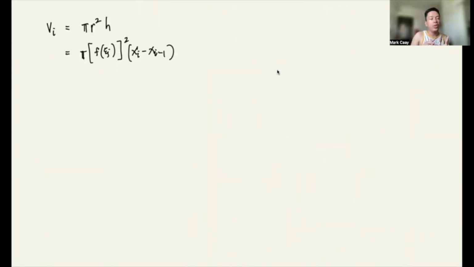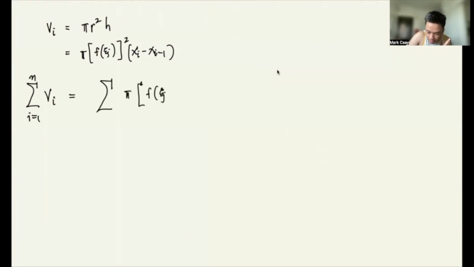But guys, remember, we're not only taking the volume of the cylinder on that partition. Remember, the original is the region R. Pinapartition natin siya. So, ibig sabihin, maraming partitions yun. So, maraming volume yun. So, in other words, if i-add natin ang lahat ng volume, there are n partitions. So, ibig sabihin, may n na volume. So, this is i from 1 to n. So, this is actually the same as the pi of f of x sub i squared times x sub i minus x sub i minus 1, i from 1 to n.